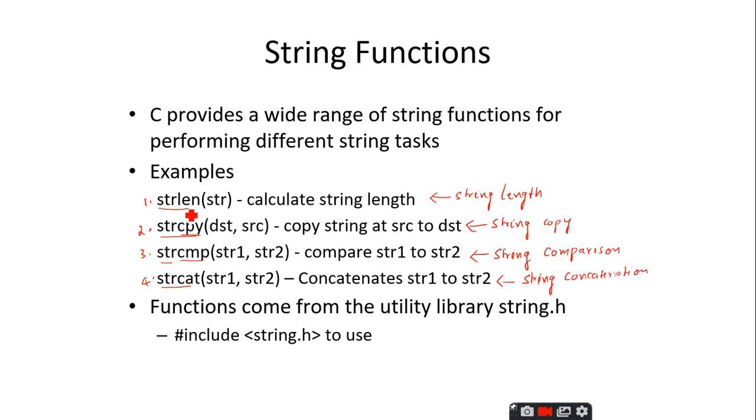The first function, string length, accepts only one parameter, and its functionality is to return the number of characters that are present in the string. And remember, yesterday in the previous session we have seen that one special character will be included at the end of the string automatically by the compiler, that is called \0.